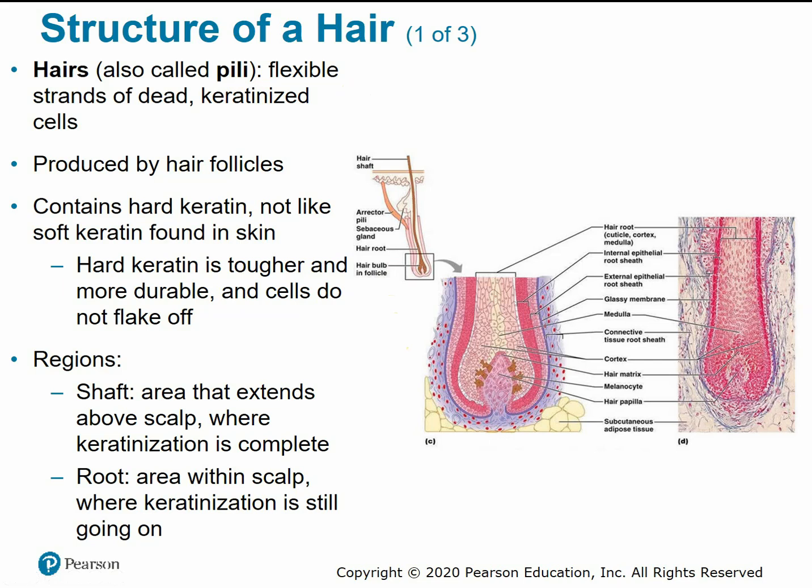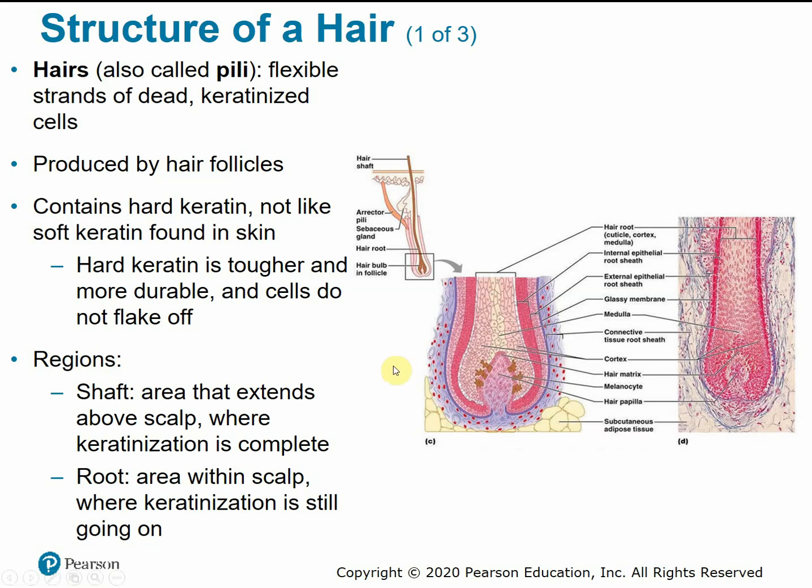Hair contains very hard keratin, which is much harder and more durable than the keratin in the skin. And unlike the epidermal cells, hair cells do not flake off. So like the hair on your head can grow almost indefinitely. Right? So our hair does not cut itself.